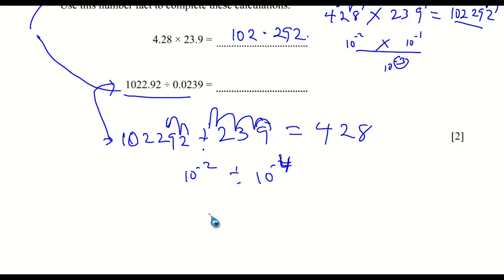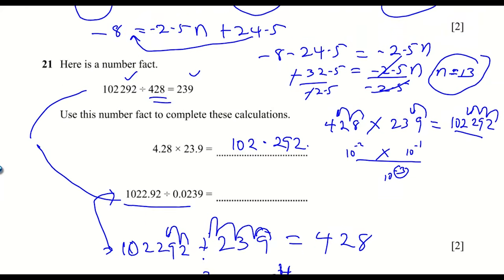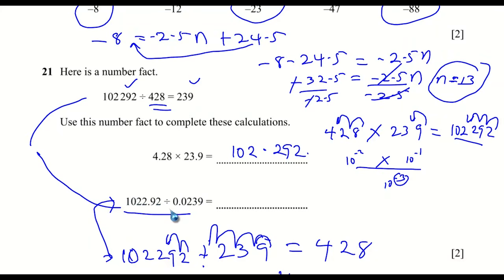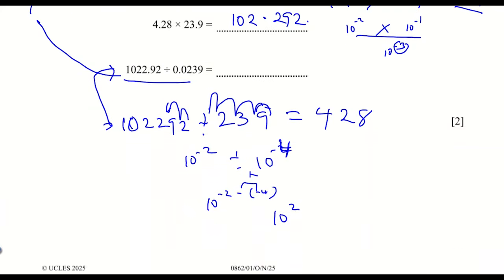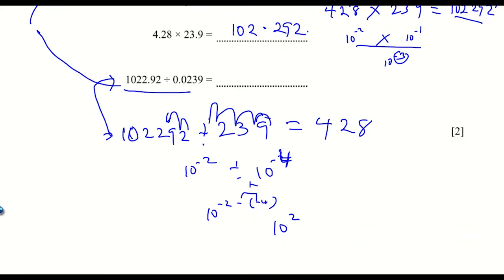So that will be 10 to the power of minus 2 minus negative 4. This and this combined together become positive, and the final answer will be 10 to the power of 2. So the implication is that the answer of this one will be 100 times bigger. So that is the implication.